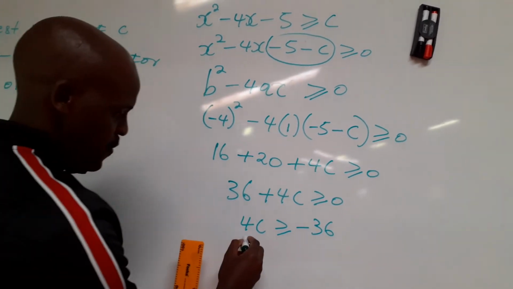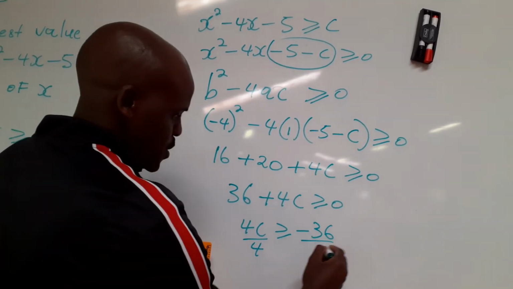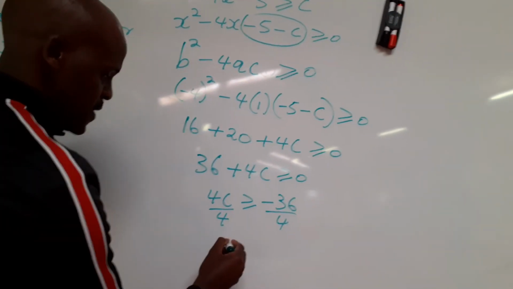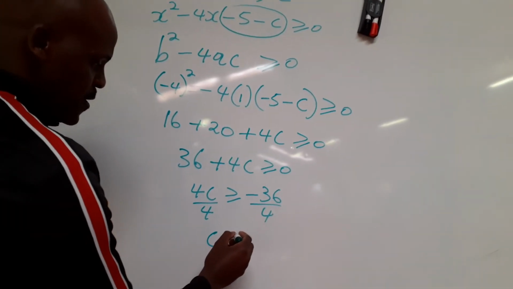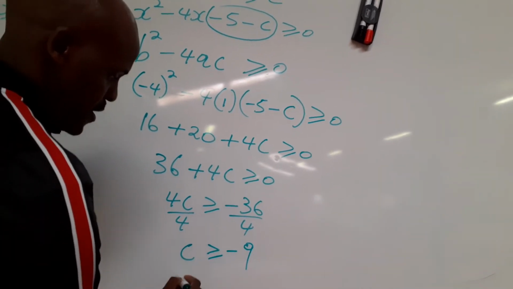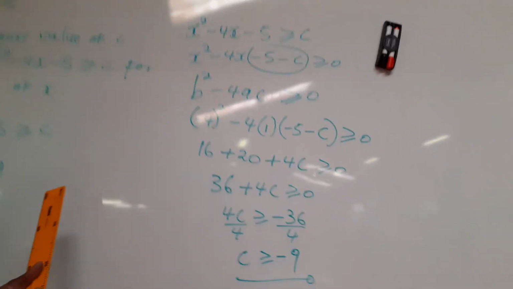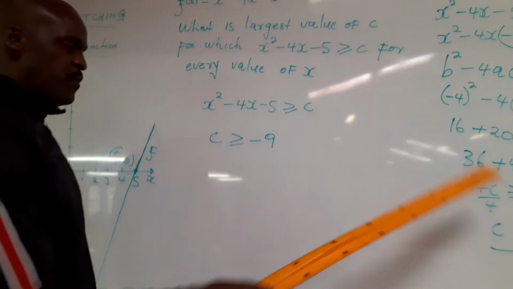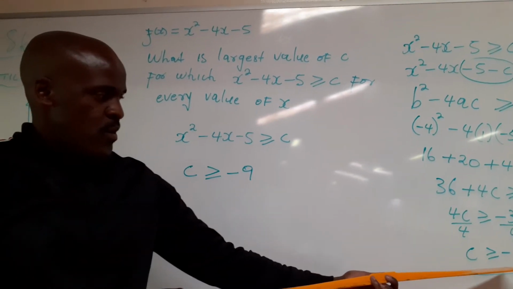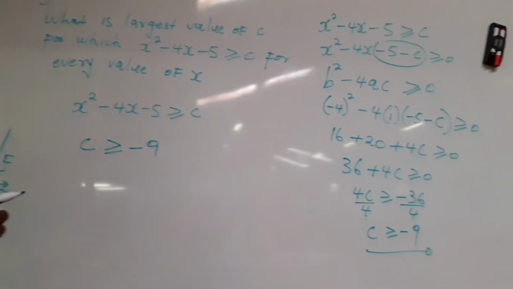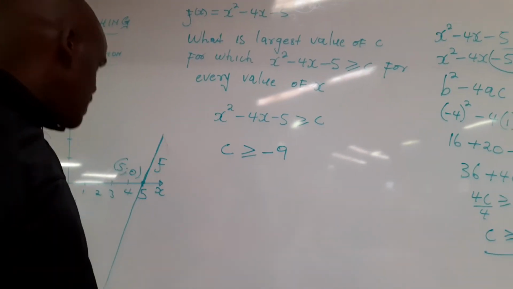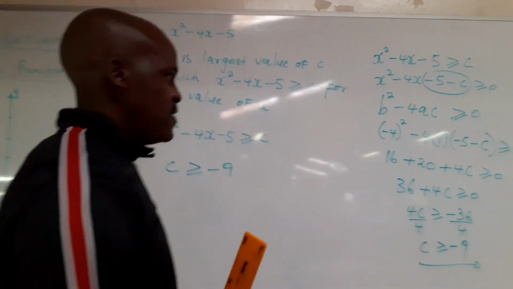And then we divide by 4. So we are dividing by a positive number, so the inequality sign won't be affected. C must be greater or equal to negative 9. So you can answer this question either on that form, where c is greater or equal to negative 9. That's how to answer that question. It's either you go to your turning point and then you pick that value.